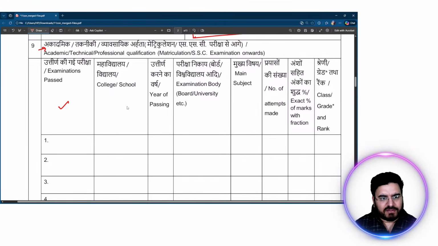For the exams you have passed, from which college or school you passed, you have to write the name, year of passing, which boards you were in, main subjects, okay? Number of attempts, let's say if you have passed class 10 in 2 attempts, you have to mention that, okay? Please remember this thing. And what percentage of marks you have got, what grade you got, you have to mention all these things, right?